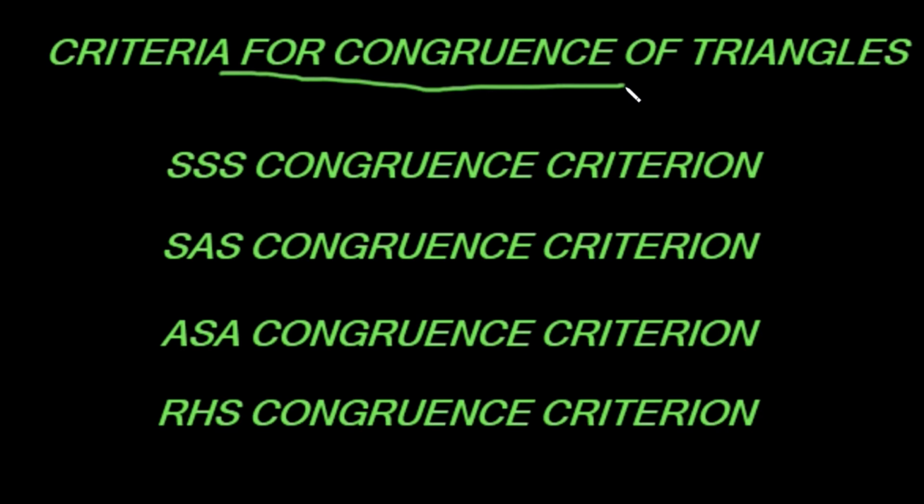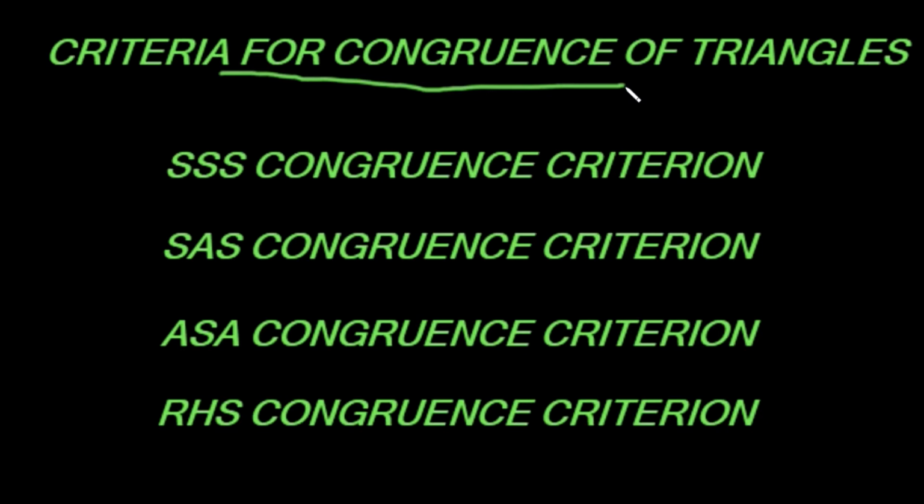Prior knowledge. In our previous video, we have discussed the definition of congruence, congruence of plane figures, angles, and line segments. So what is the meaning of congruence? Congruence means the exact copies of each other, or we can say objects having the same size and shape.